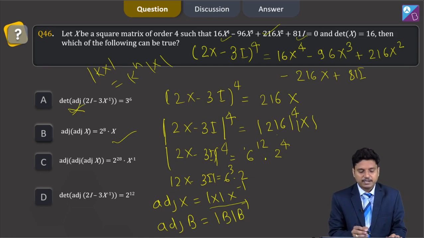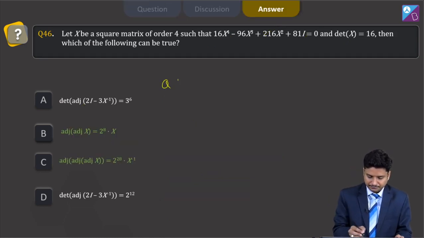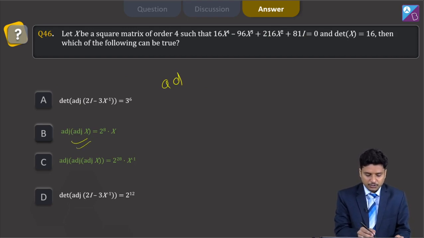Now we have to again take another adjoint to obtain option C. Again adjoint of adjoint x, that you have to obtain. So this part is already done. So what you have to obtain now from option B to option C? You have to basically focus on adjoint of adjoint x. Adjoint x is already known, that is 2 raised to power 8 into x.